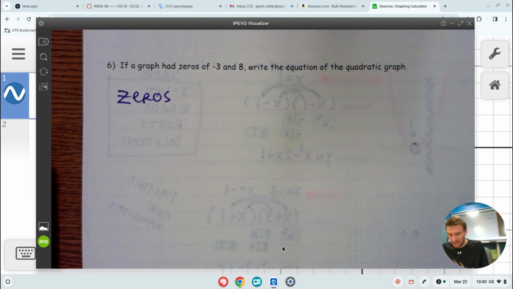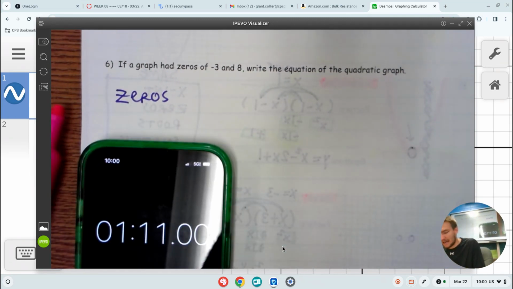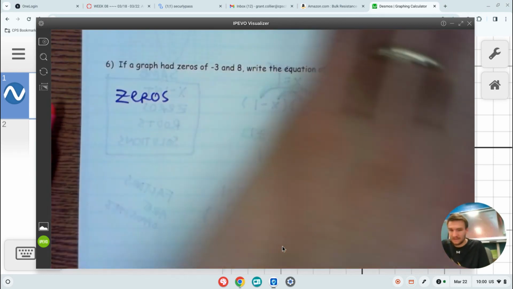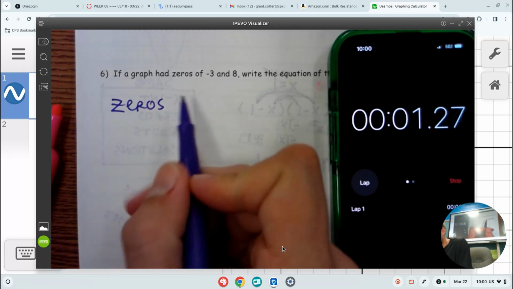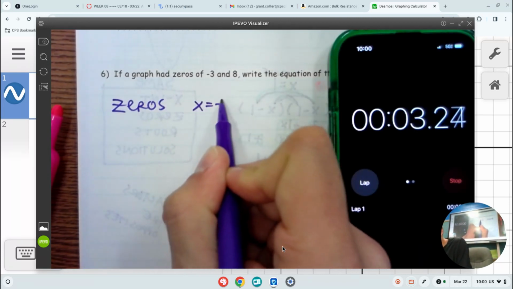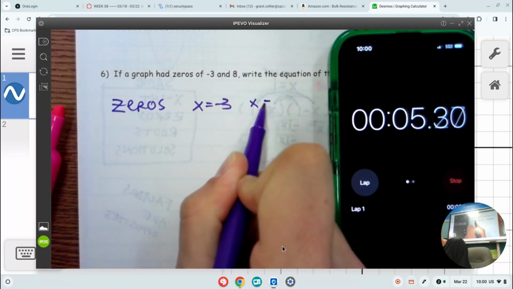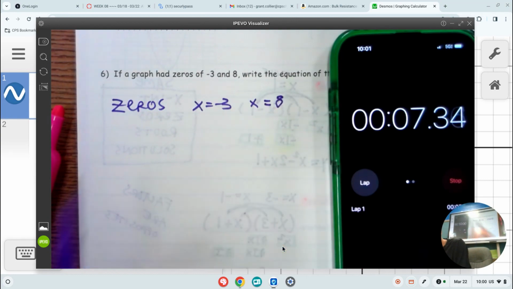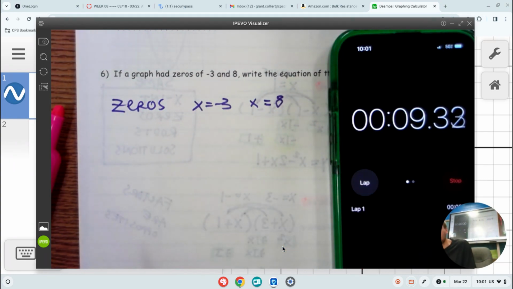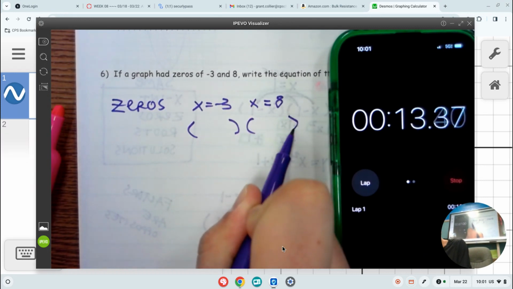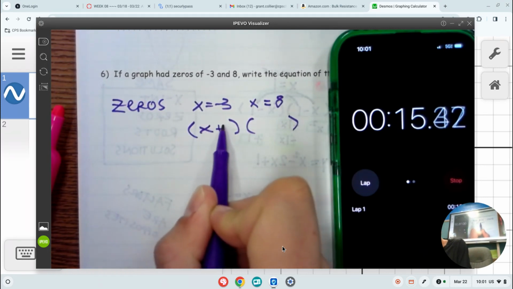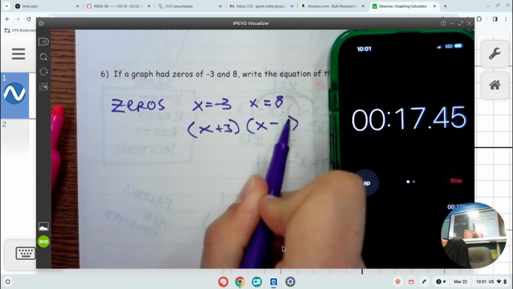Let's do another little time test and see how long this stuff's taking us. Maybe I'll do it over here. Go. Start with the zeros of x equals -3 and x equals 8. Now we need to do the factors, which are going to be opposites of those. It's going to be x plus 3 and x minus 8.